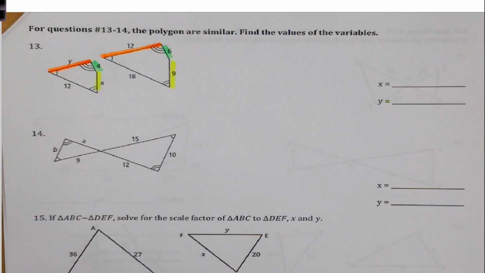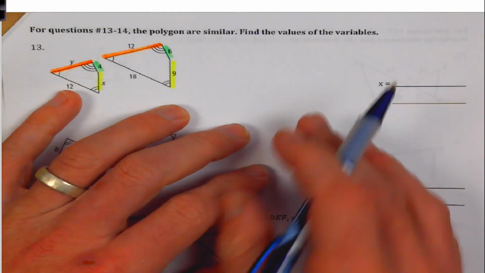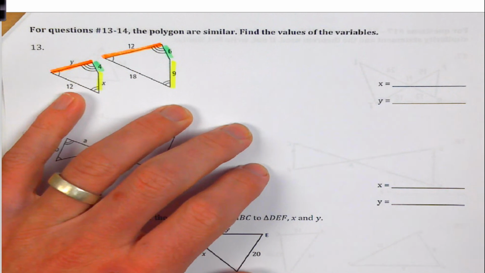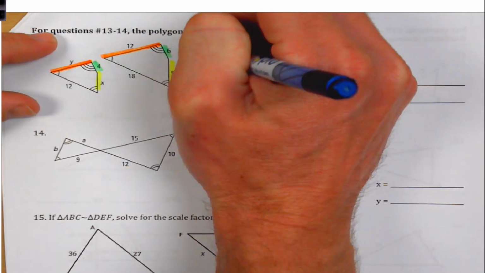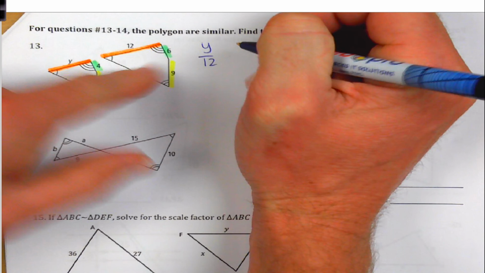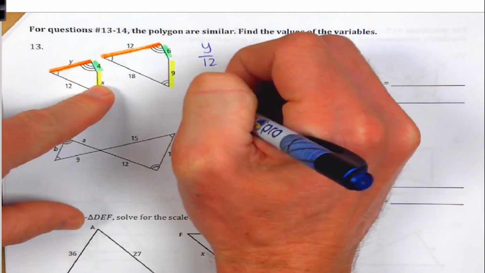So I want to set up a proportion. That's the only way we can find sides because sides are proportionate. And so with y, we're going to get y over 12, so I'm going to keep going from left to right. And with the x, I'm going to go x to 9.